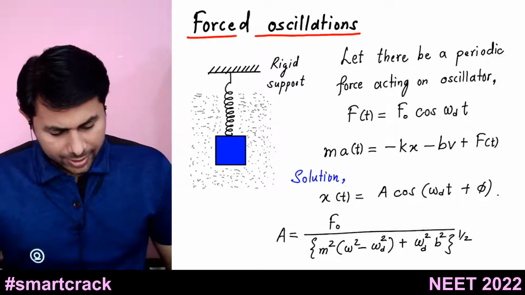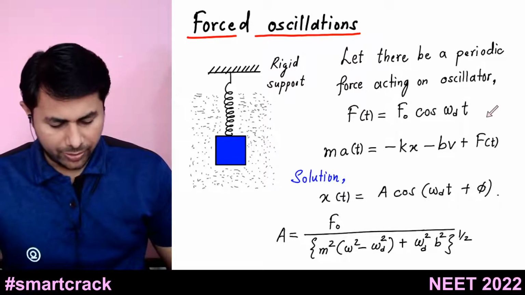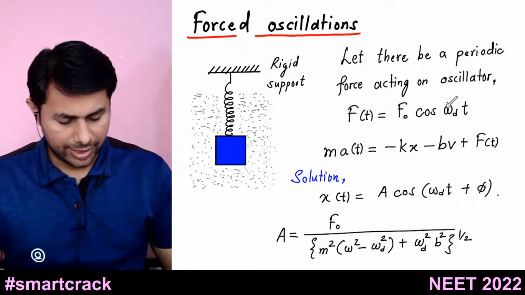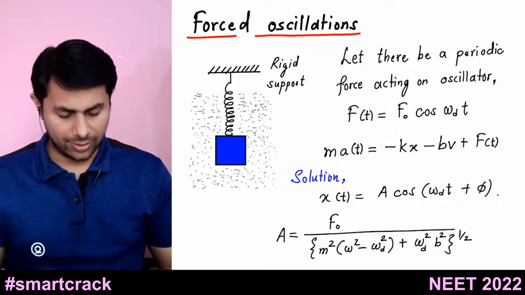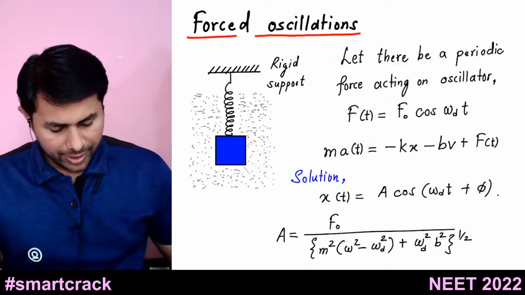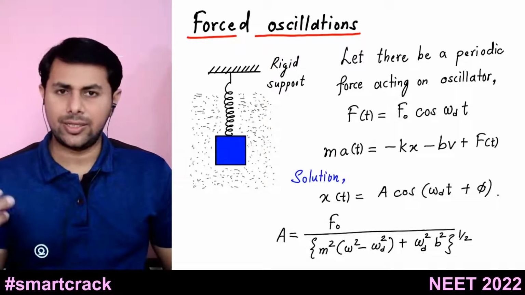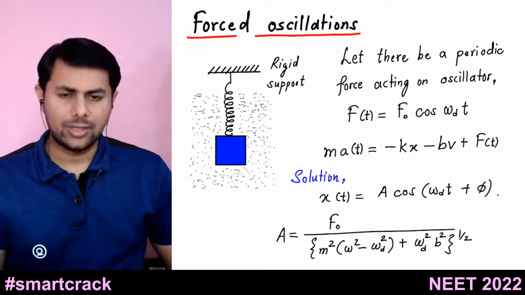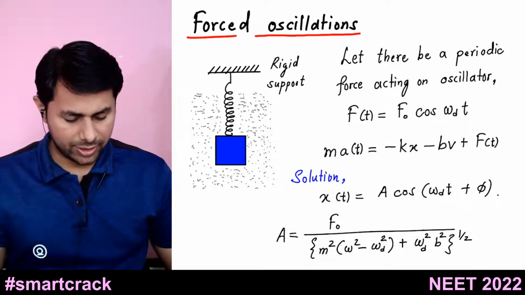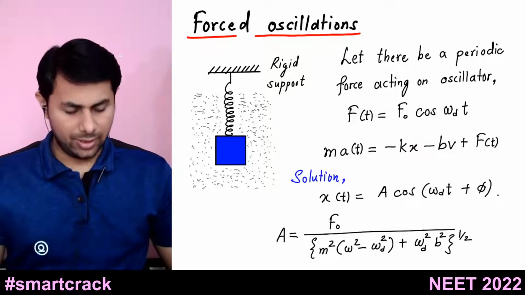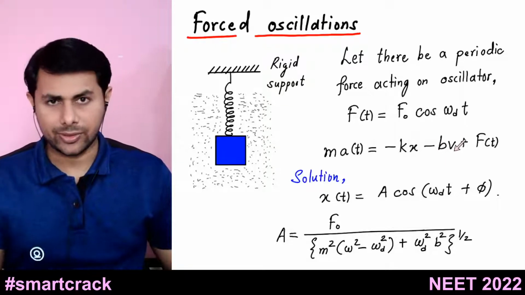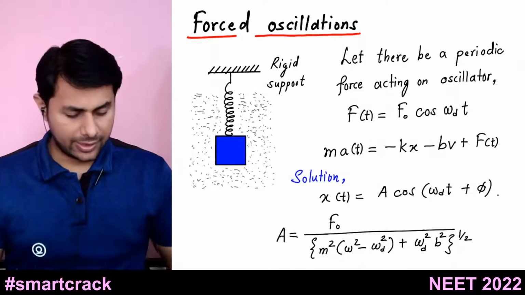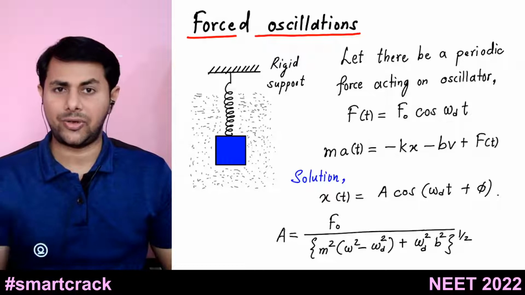So this is the periodic force, F naught cos of omega d t, where omega d is the frequency of this periodic force. Now what will be the net force acting on the particle? There are three forces. Mass into acceleration of this block or a particle performing SHM equals the sum of three forces. What are those three forces? First is the spring force. Next is the damping force due to the medium, which we have seen in the last case, minus bv. Plus there is an external periodic force.